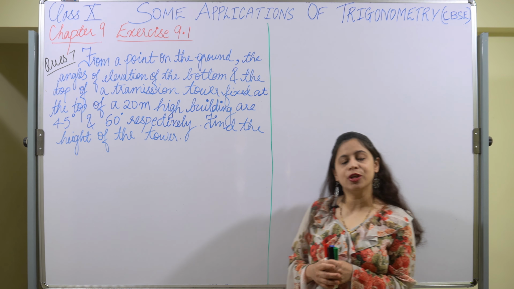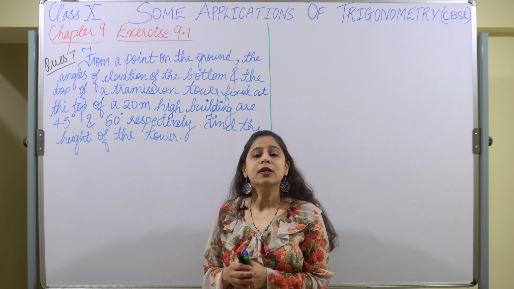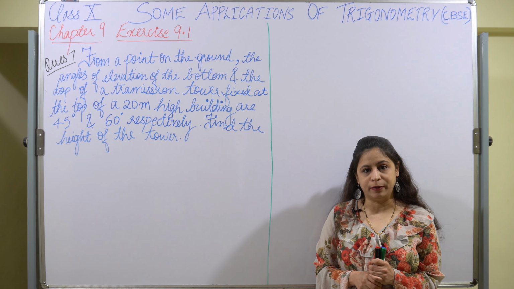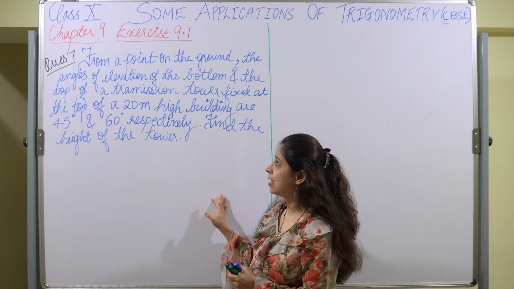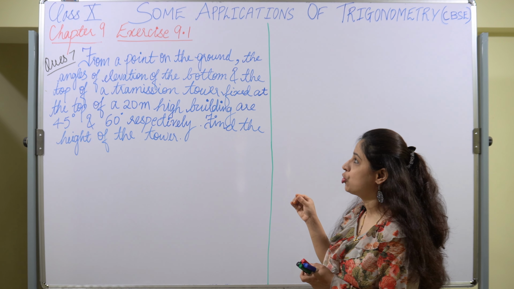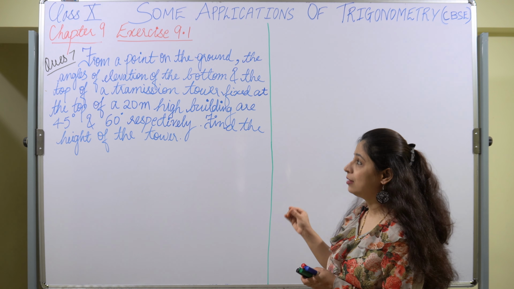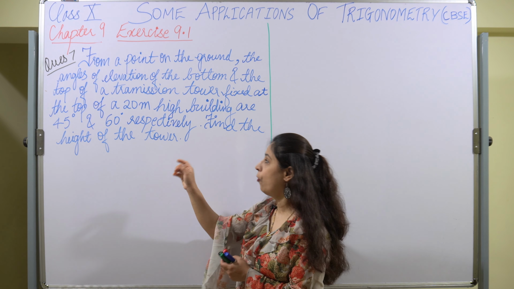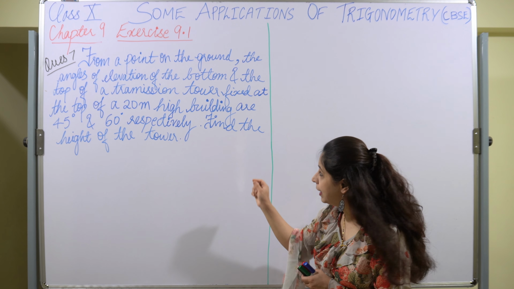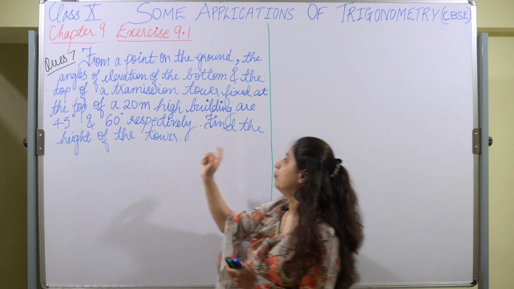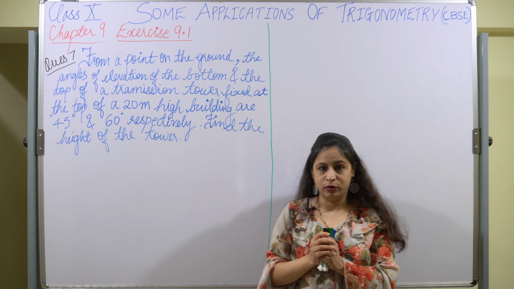So let us start with question number 7 of chapter 9, Some Applications of Trigonometry, exercise 9.1. The question says, from a point on the ground, the angles of elevation of the bottom and the top of a transmission tower fixed at the top of a 20-meter high building are 45 degrees and 60 degrees respectively. Find the height of the tower.